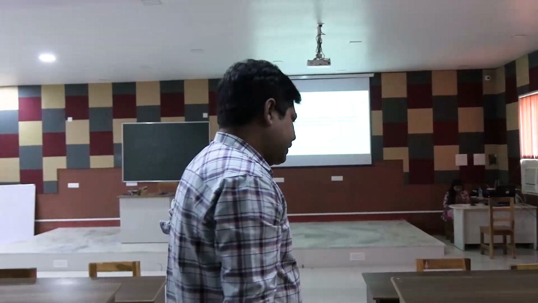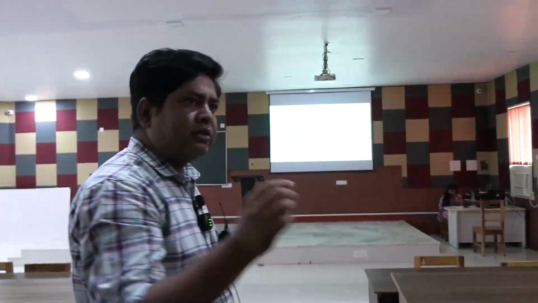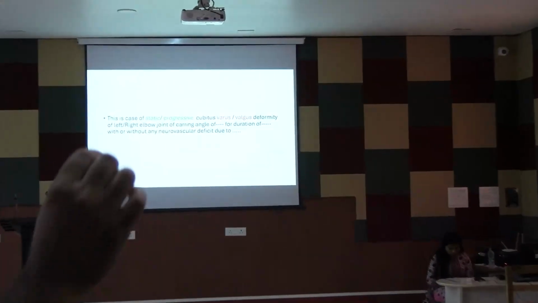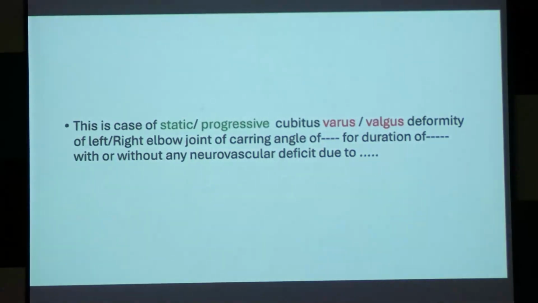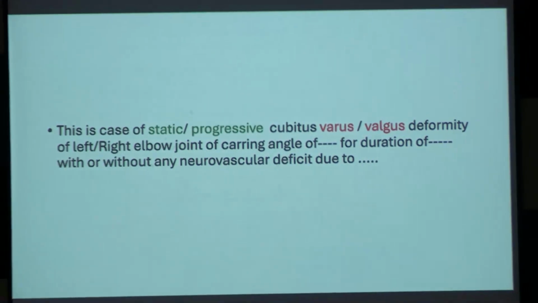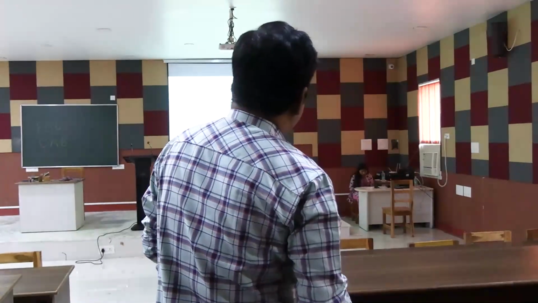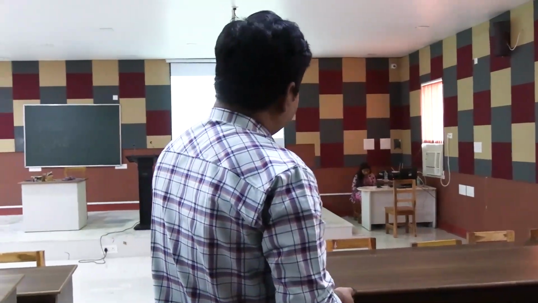Now why static and why progressive? When will it be static and when progressive? If there is any damage in the growth plate, this is mainly a deformity in the pediatric age group. So if there is damage in the growth plate, that leads to damage in the growth cartilage. Then the deformity will progressively increase along with the age. If there is no damage in the growth plate, then it will remain static. This is the funda, you have to mention that point. So maximum 99% is static.